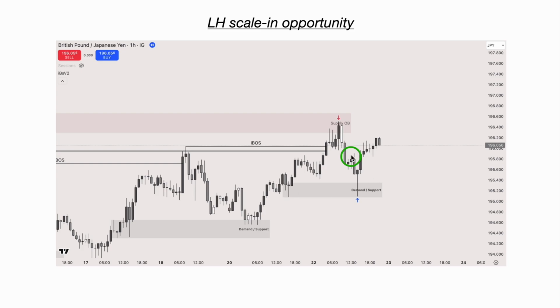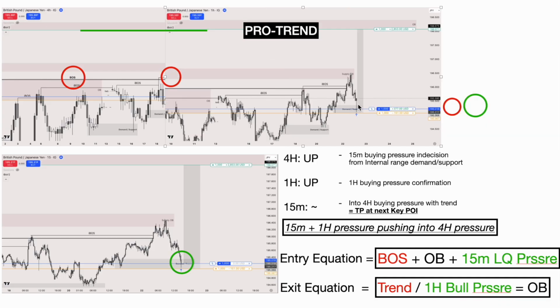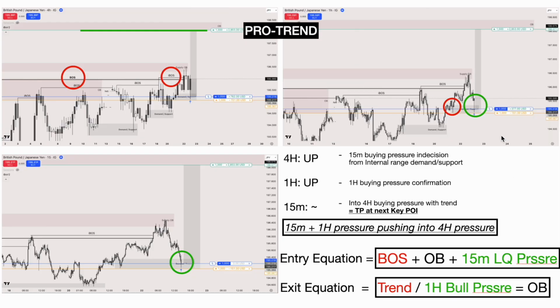Second opportunity late, but that's an opportunity. And then from this zone we have a massive trade which is pro trend going to the next key point of interest. So we have this demand support or 1 hour order block, which is where this institutional zone is.